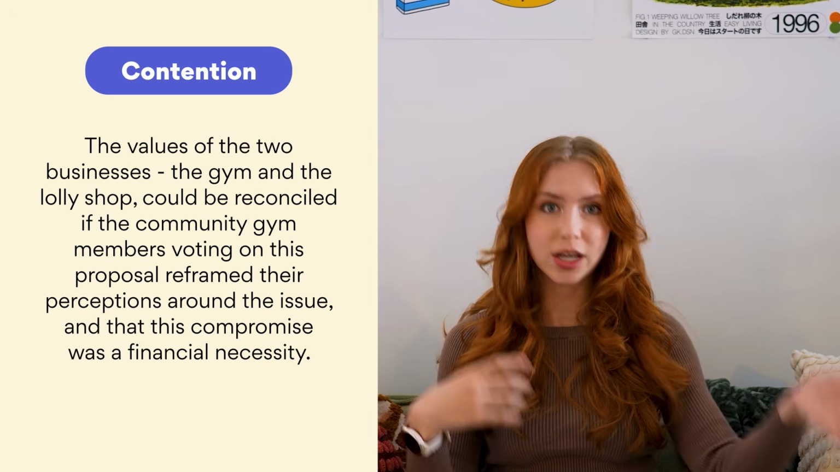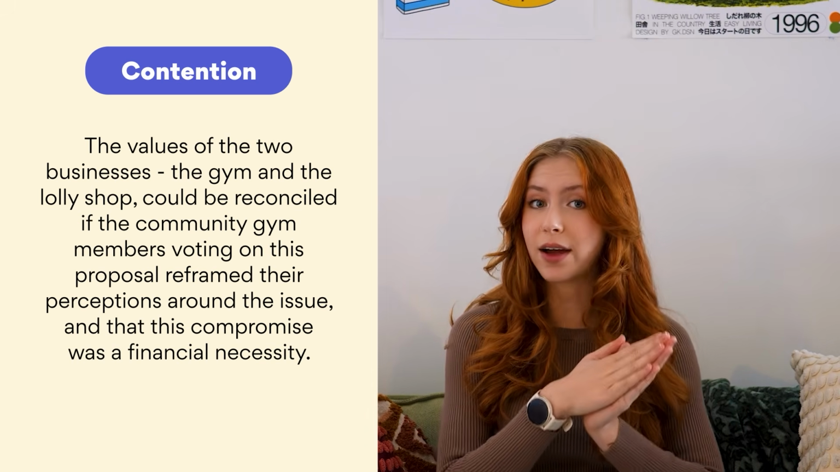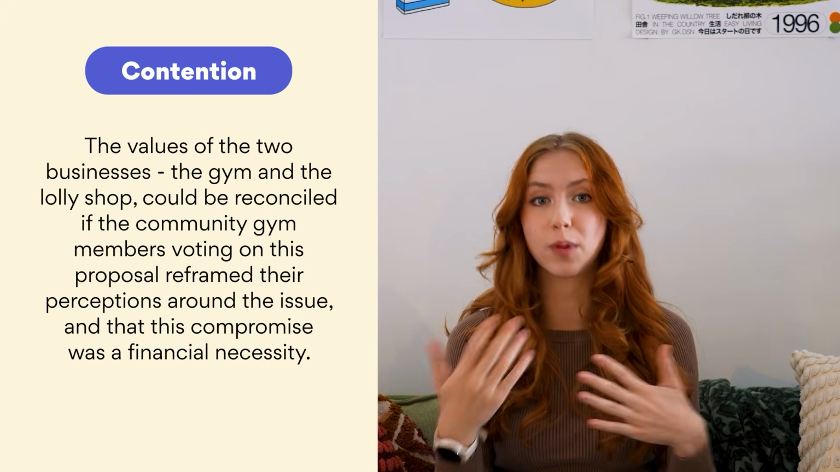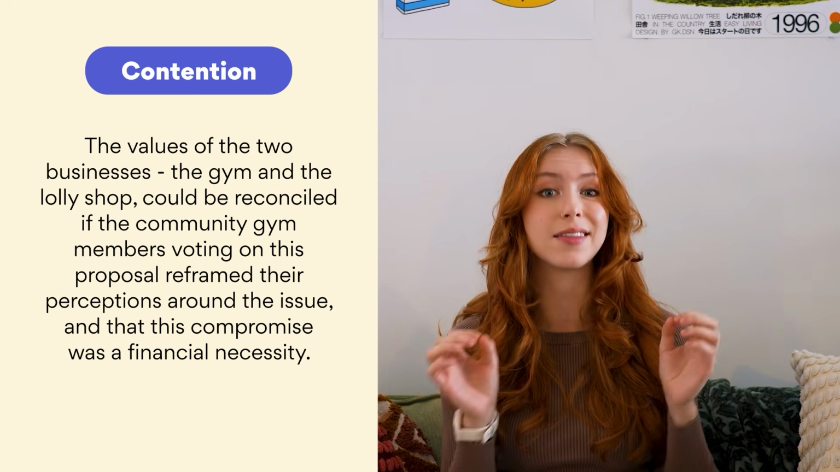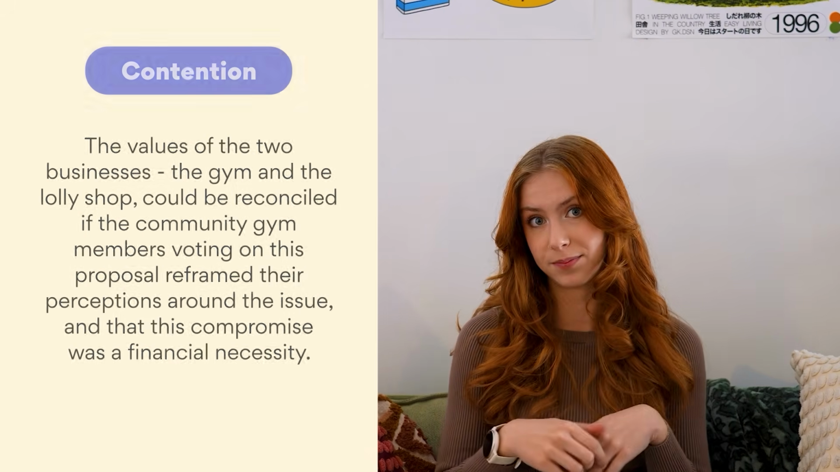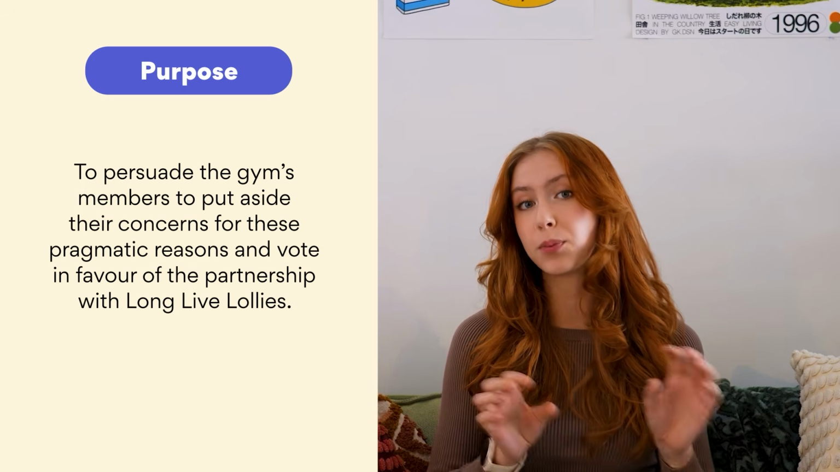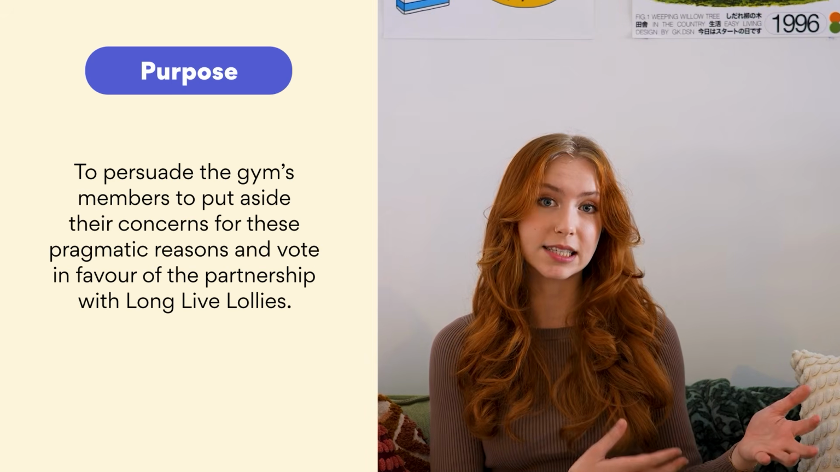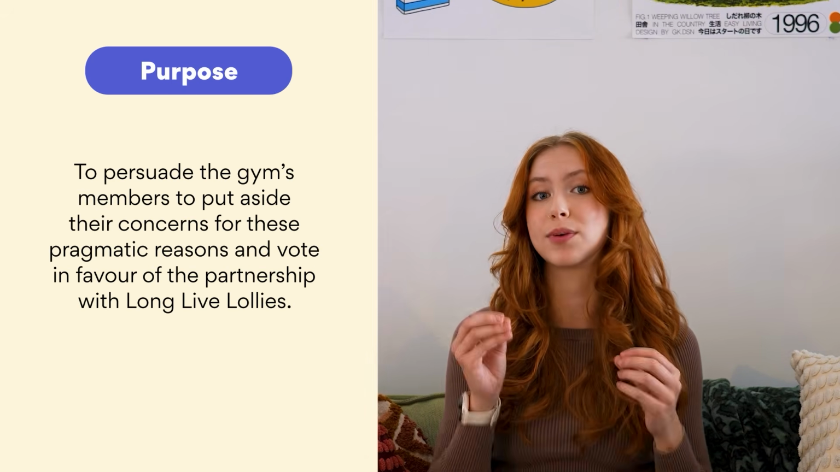So the chair of the gym, Sandy, is clearly making a proposal about partnering with another business, a lolly shop, which holds potentially conflicting values, to secure financial stability and keep the gym open and affordable. We might say that the contention, the core argument of her speech, was that the values of the two businesses, the gym and the lolly shop, could be reconciled if the community gym members voting on the proposal reframed their perceptions and that this compromise was a financial necessity. Her purpose is to persuade the gym's members to put aside their concerns for pragmatic reasons and to vote in favour of the partnership with Long Live Lollies.